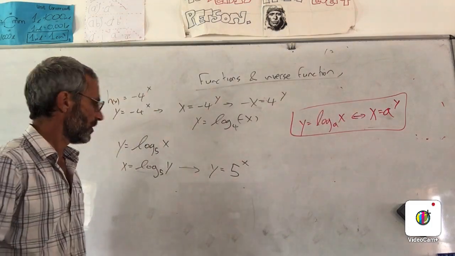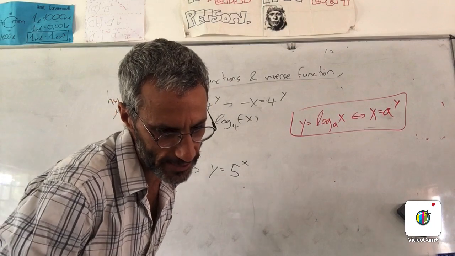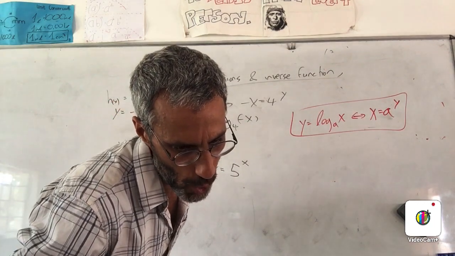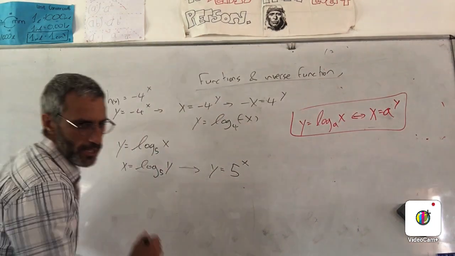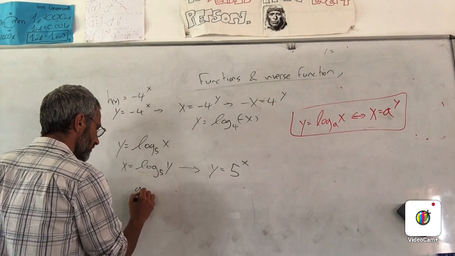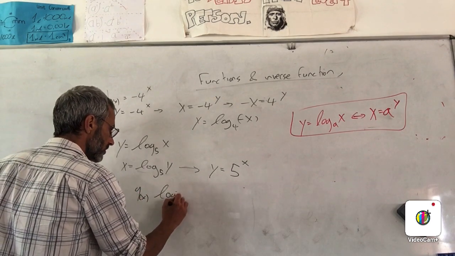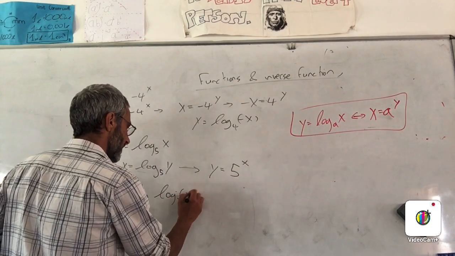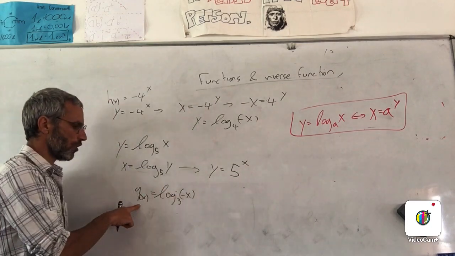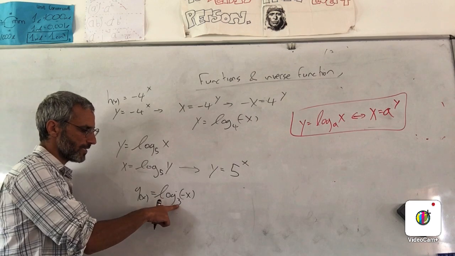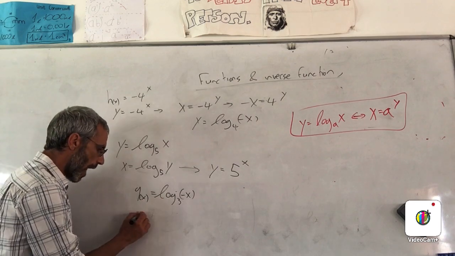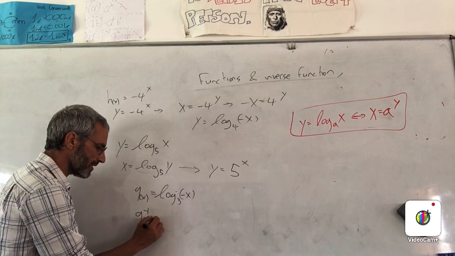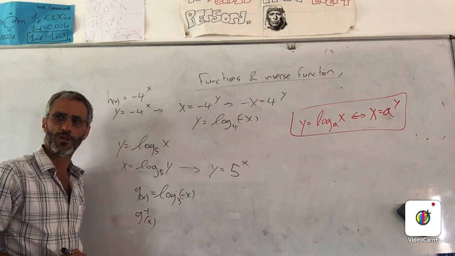Okay? Maybe we'll do one last one and that's it for this week. So g of x equals log base 3 of minus x. Okay, so I've got a function g of x equals the log base 3 of minus x. I want to find out what is g minus 1. What's the inverse of g?